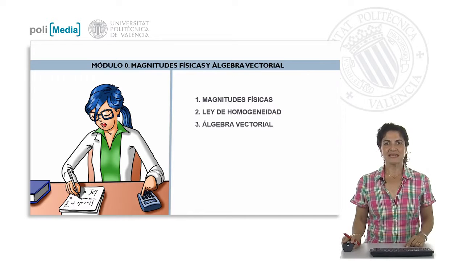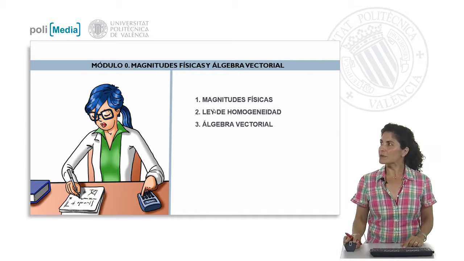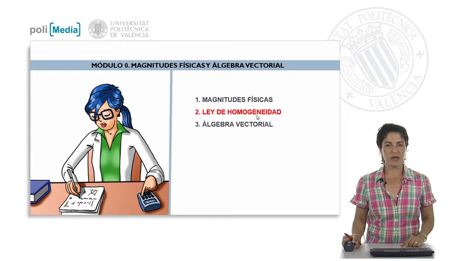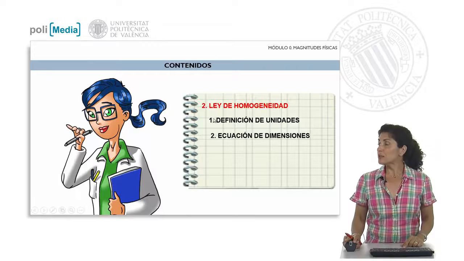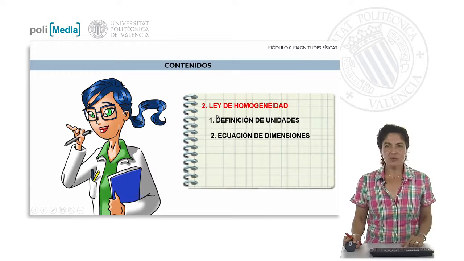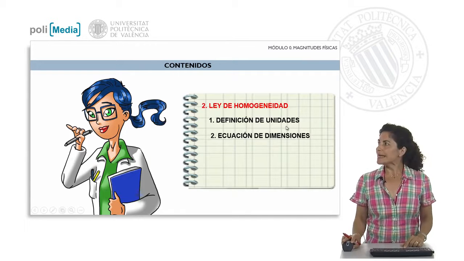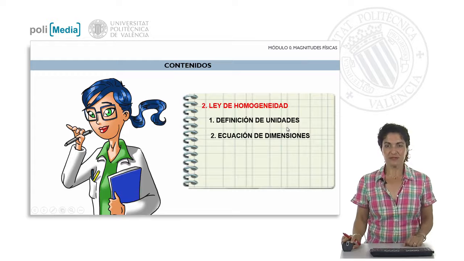We begin this second class with the continuation of the study of physical quantities and vector algebra. Today we are going to address the law of homogeneity to continue with the previous class. We are going to address a little bit better how we arrive at the total definition of the units that appear in the different systems of units.